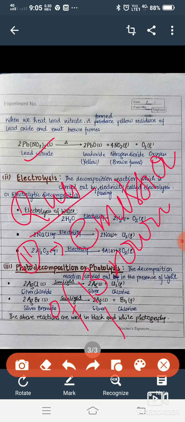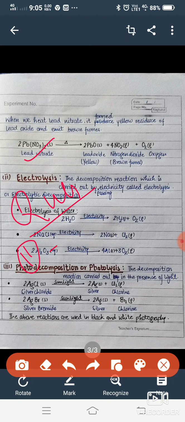This is a very important reaction. And here the question also arises: if we take lead nitrate in a test tube and heat, what do you observe? So we observe two things. One is the formation of a yellow substance, which is lead oxide, and the second is the emission of brown fumes, which is nitrogen dioxide. Okay, got it.